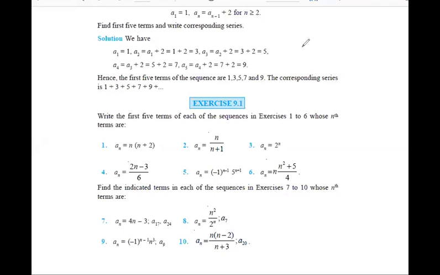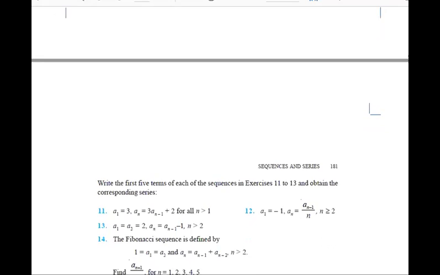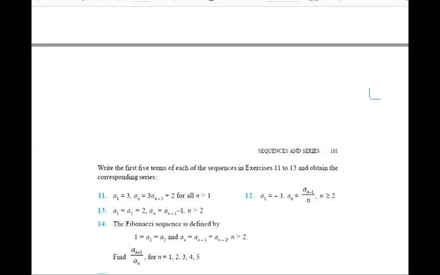Prahlad, conversion of mixed fraction we have studied in class 5th, 6th. 2, 1 by 3 is equal to what? 2 into 3 plus 1 by 3, right? This is what you have studied. So this is the basic definition.